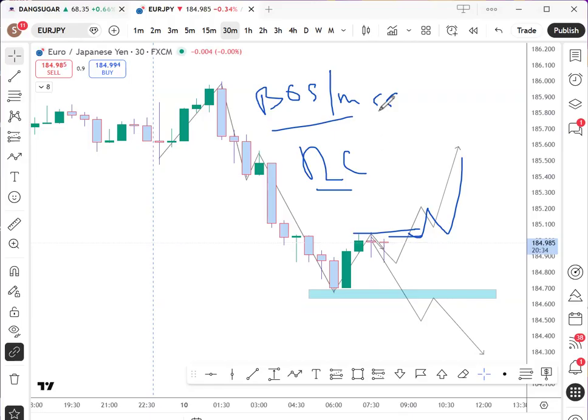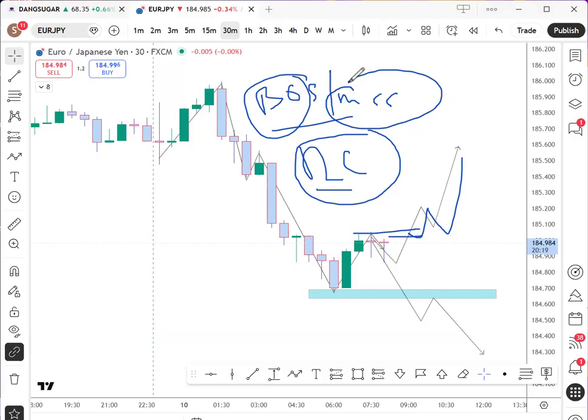My account can't take that. I'll only focus on one process. That's totally fine, right? Just focus on one process and continue repeating it over and over and over again. If you say, okay, I'm going to focus on just break of structures, or I'm going to focus on just market structure shifts, that's totally fine as well. It's all part of trading.